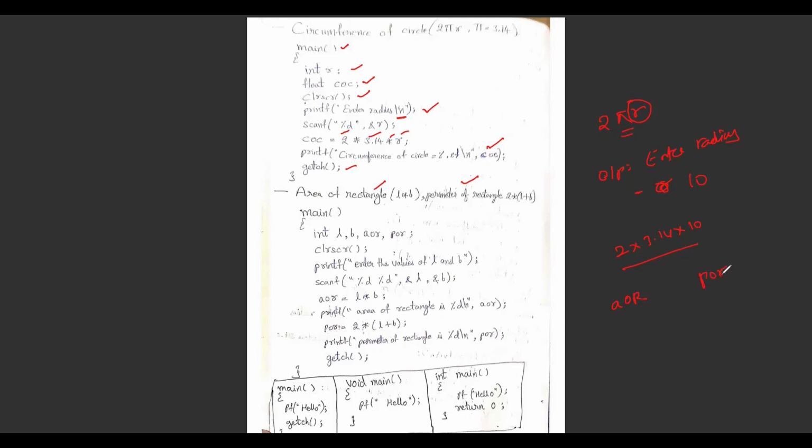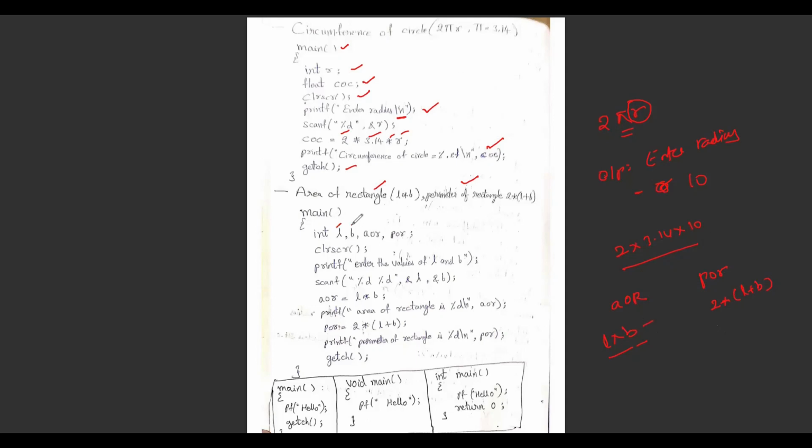Perimeter of rectangle, POR, you can take. So generally, what is the formula for area of rectangle? It will be L into B, right? 2 into (L plus B) is the perimeter of the rectangle. So I need to get these L and B values. If I get L and B values, we are going to get these answers, right?